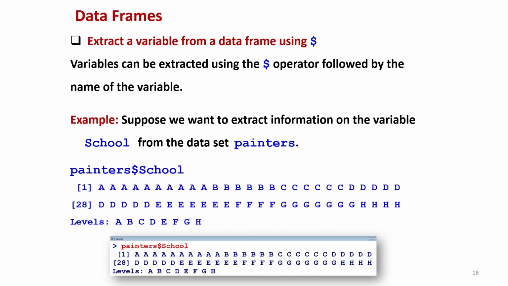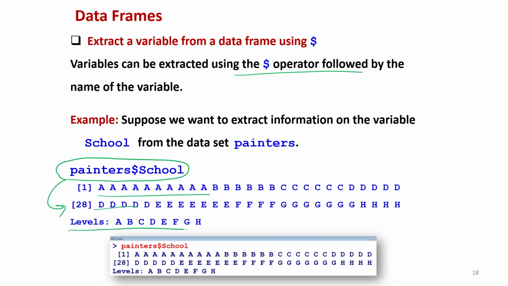As I told you, if you want to extract the information on any particular variable, then you simply have to use the name of the data set, then the dollar operator, and then the name of the variable. So for example, in painters, if you want to extract the information on the school, you have to write painters$school and you will get this data. You can see this is the same type of command that you used in the CSV, TXT and XLS files also. But now you will see these are the values and it is giving you the labels. Labels mean they are A, B, C, D, E, F, G, H. These are the labels by which the data has been given, right?